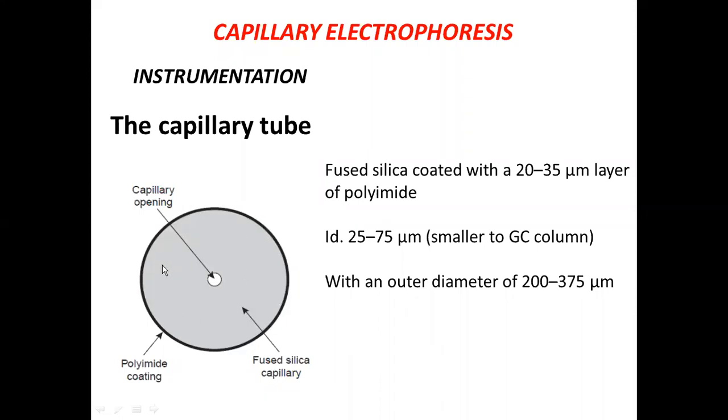The whole capillary is made of silica, and the outer surface of the capillary tube has been coated by polyimide, and the outer diameter will be 200 to 375 micrometer. The internal diameter will be 25 to 75 micrometer. The polyimide coating will be 20 to 35 micrometer.